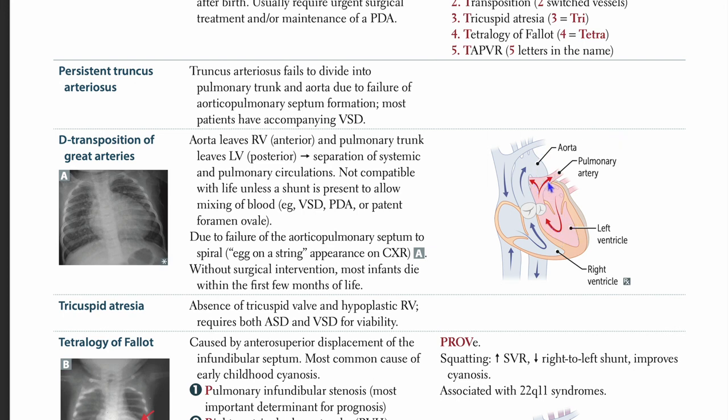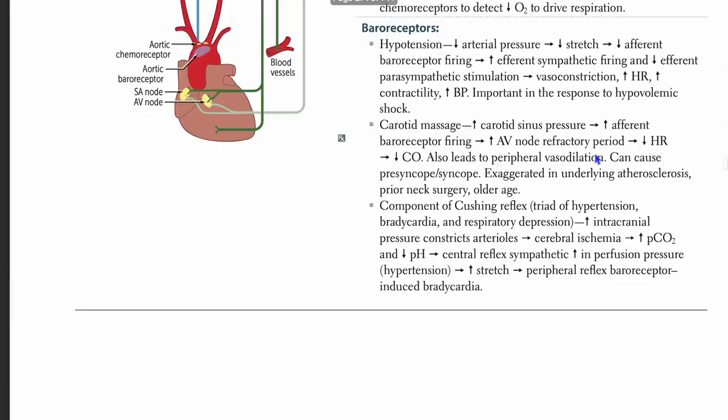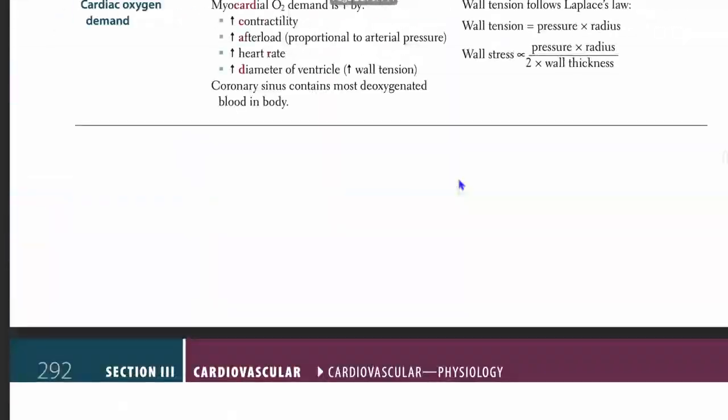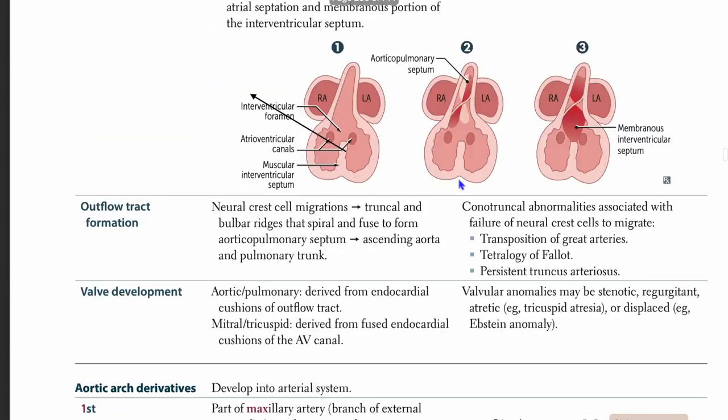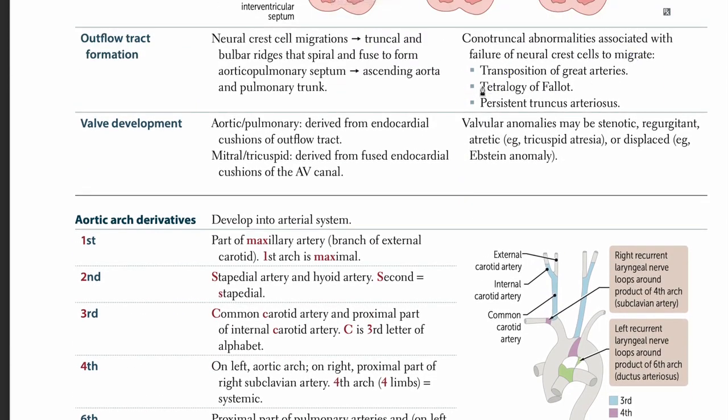So you can imagine that this is a closed system, right? Because the blood comes from the lungs, enters the left atrium, goes to the left ventricle, then this pumps it out into the pulmonary artery instead of the aorta. Then it goes back to the lungs, comes in again. So you're going to have cyanosis, right? Cyanosis is basically no oxygen. Tetralogy of Fallot is a tetrad of four things. We'll do that as well. Persistent truncus arteriosus, we'll do that as well.